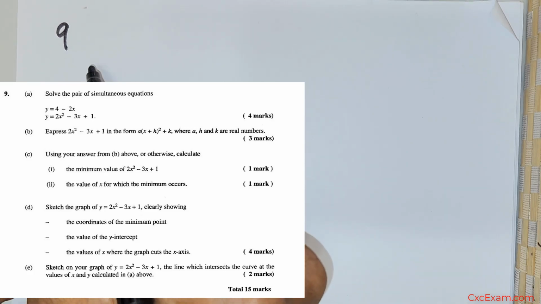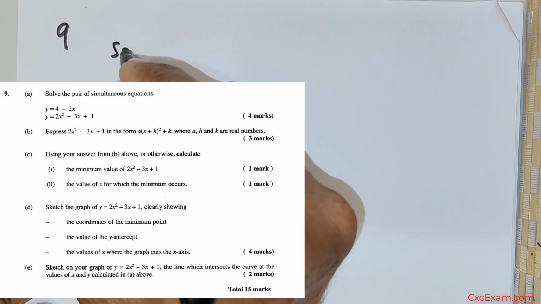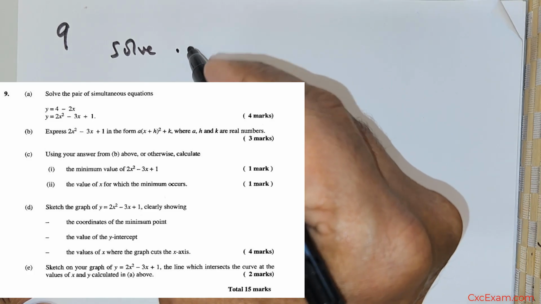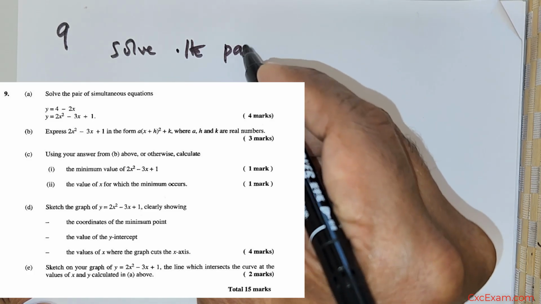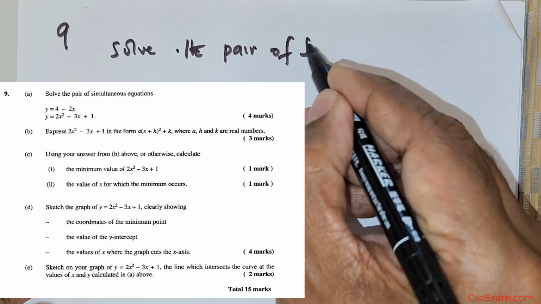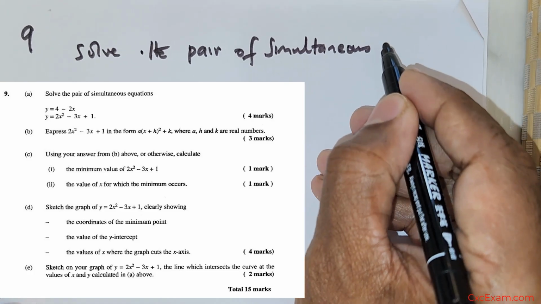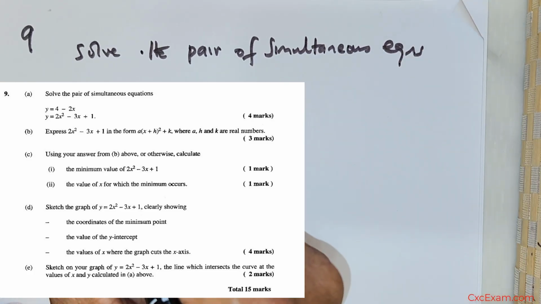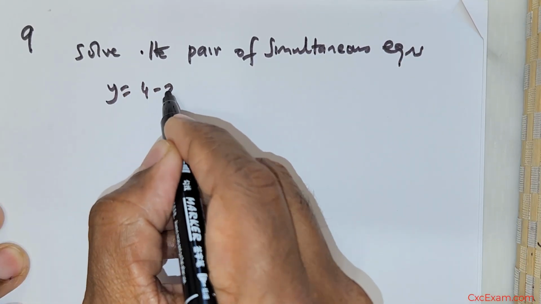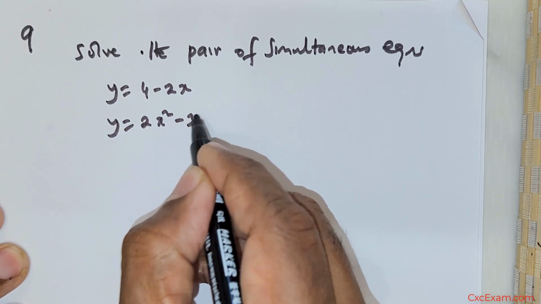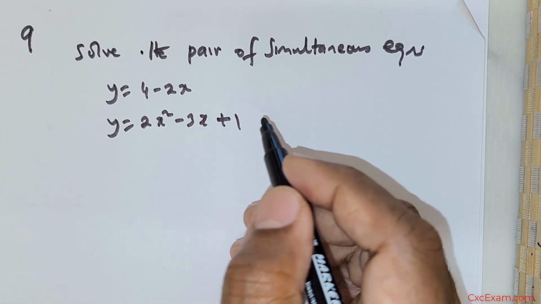Students, this is question number 9. We are asked to solve the pair of simultaneous equations: y is equal to 4 negative 2x, and y is equal to 2x squared negative 3x positive 1.